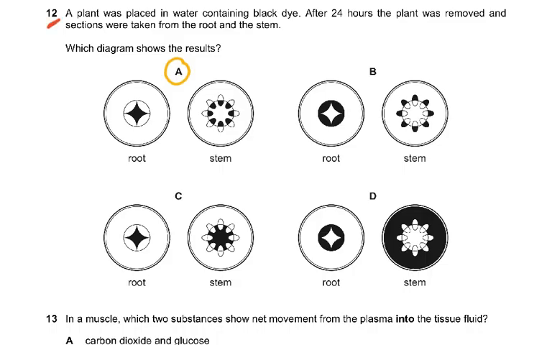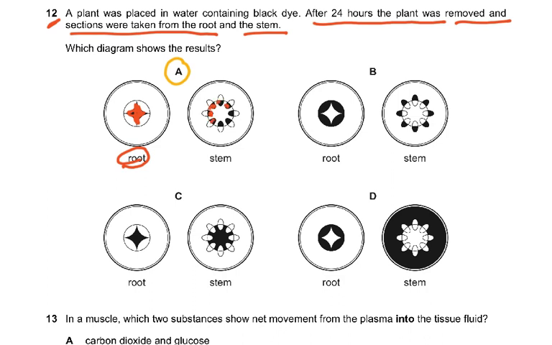Question 12. A plant was placed in water containing black dye. After 24 hours, the plant was removed and the sections were taken from the root and the stem. Which diagram shows the result? So the black dye in the root would be in the center. So you can see in the root, this is the center here. So this would be black. And in the stem, it would be the xylem because the xylem is on the inside.